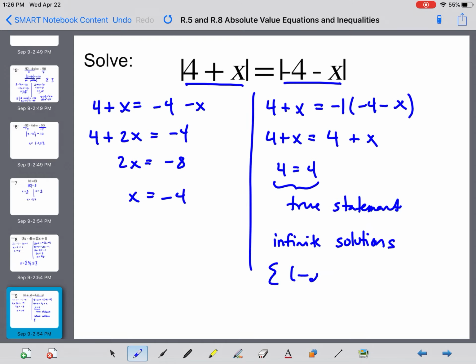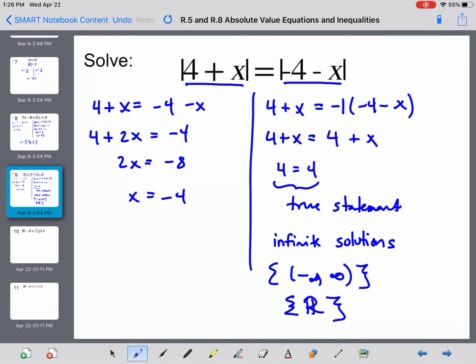So for our solution set here, we could just put -infinity to infinity because it's all real numbers. I guess you could be really cool and put the R to represent the real numbers here, because anything you plug in, you're going to get the same exact thing on both sides.